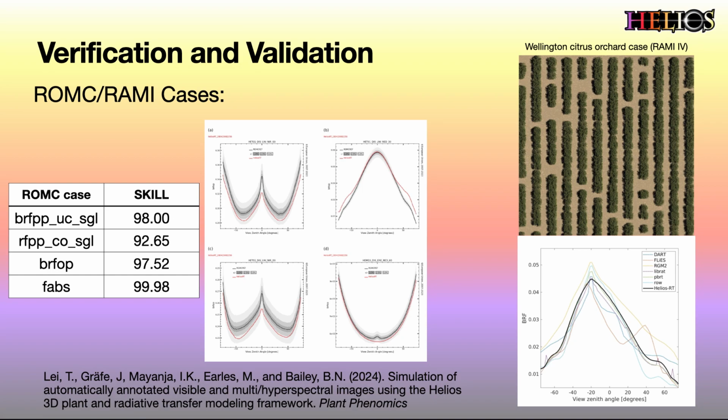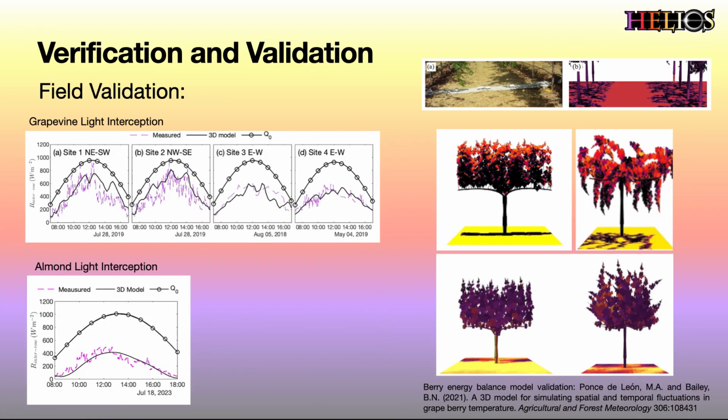The disadvantage is that we don't actually know what the correct answer is. We can just compare against other models, and so our skill is just relative to other 3D radiation models. Helios typically falls in the middle or is close to the benchmark case, depending on the case that we're looking at.